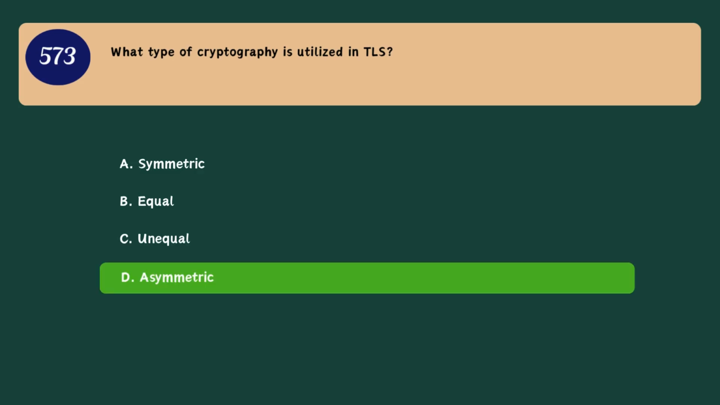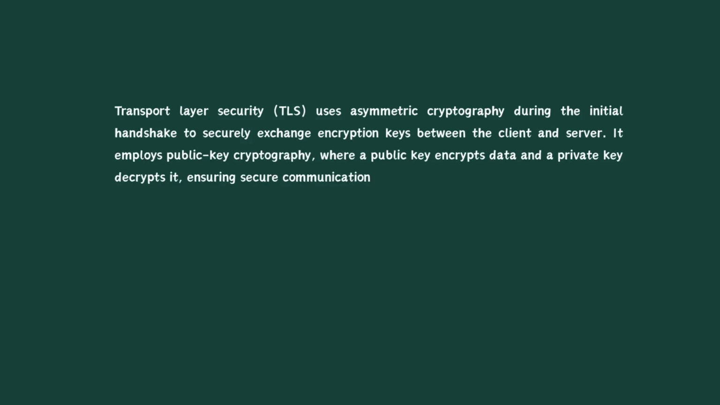Correct answer. D. Asymmetric. Transport Layer Security uses asymmetric cryptography during the initial handshake to securely exchange encryption keys between the client and server. It employs public key cryptography, where a public key encrypts data and a private key decrypts it, ensuring secure communication.